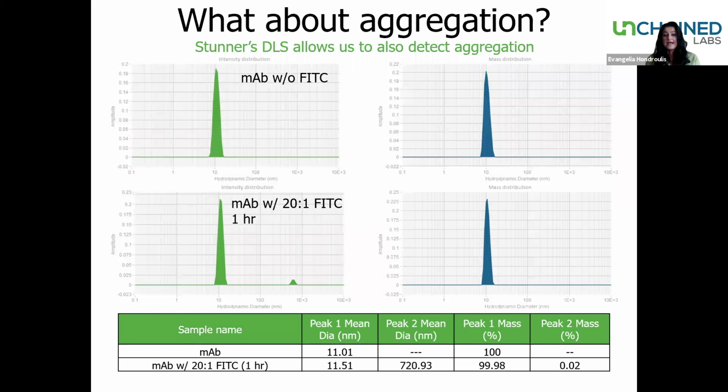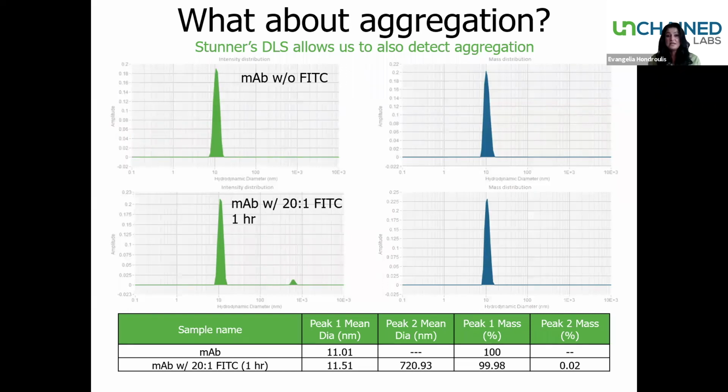When we look at the 20:1 Fitzy at 1 hour, we also see the mass distribution is showing one peak. However, if we look at the actual numbers, we see 0.02% is that second peak. So it's a very, very low mass percentage. This is showing you that the intensity of the DLS is proportional to the diameter to the 6th power. In other words, DLS is very sensitive. So it's going to be able to detect very little amounts of large items.